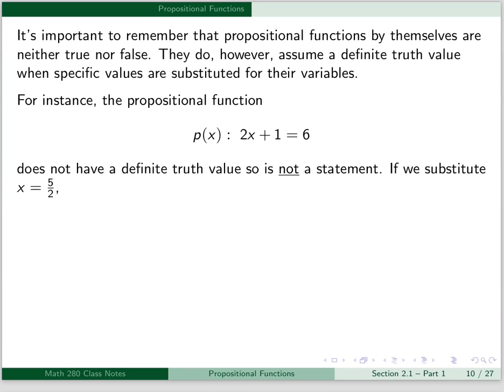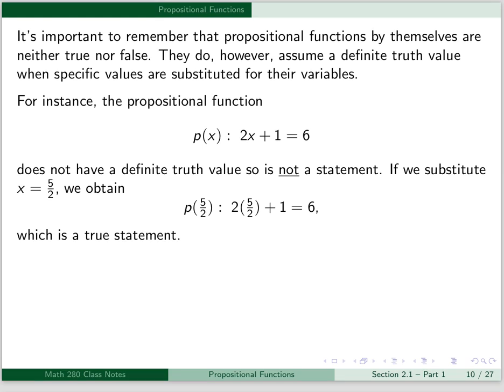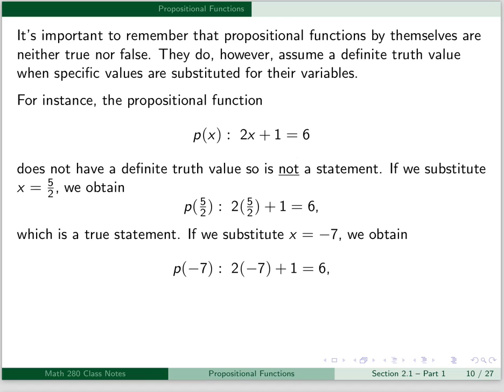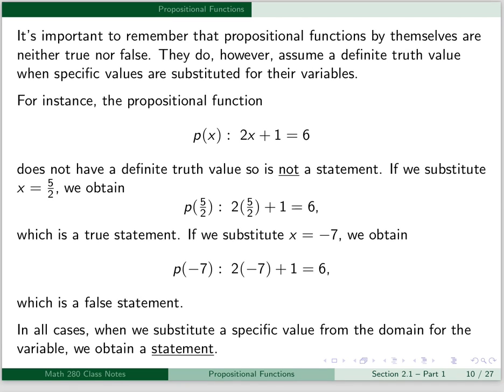If we substitute x is equal to 5 halves, we obtain p of 5 halves: 2 times 5 halves plus 1 equals 6, which is now a true statement. If we substitute x is equal to negative 7, we obtain p of negative 7: 2 times negative 7 plus 1 equals 6, which is a false statement. In all cases, when we substitute a specific value from the domain for the variable, we obtain a statement.